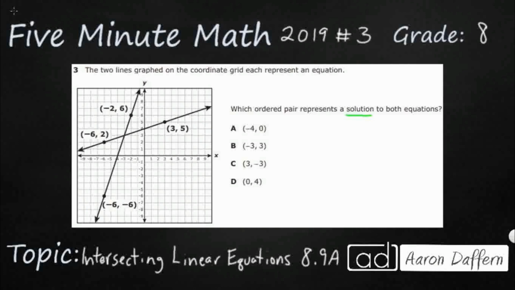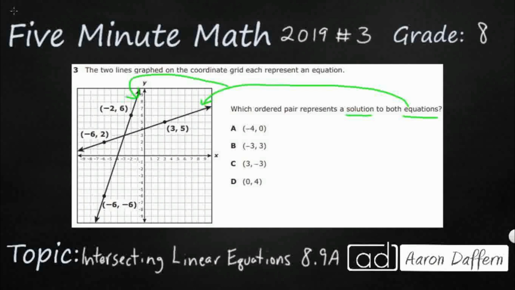Now it's kind of interesting because they're asking for a solution to both equations, yet they're not giving us equations, they're giving us lines on a graph. But we need to remember that each of these lines represents an equation, right? We could use the slope-intercept form, y equals mx plus b, and we can turn these into linear equations and we can graph them. So which ordered pair represents a solution to both equations?